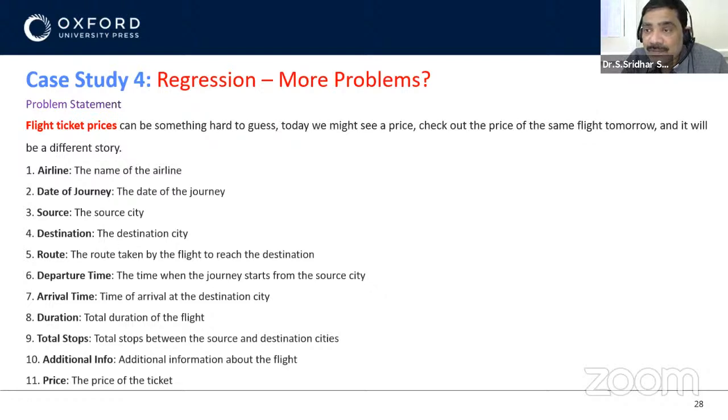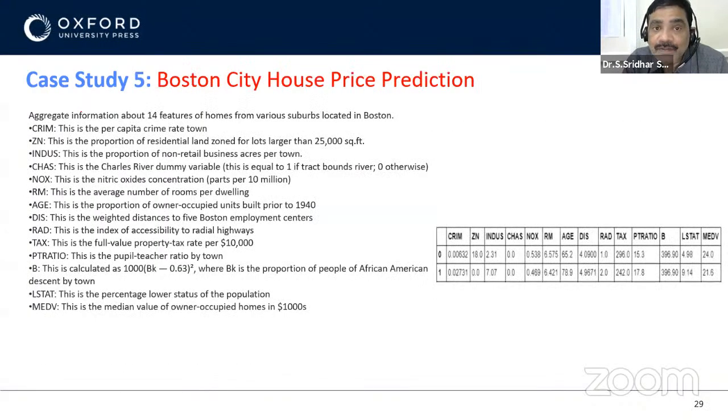You can collect all these details and put them into a table, and you can apply the regression algorithm for making the prediction of the ticket price. You know very well the price will vary on a day-to-day basis. So for these sorts of things, you can really use these algorithms. This is called the Boston City house price prediction algorithm, where these are some of the features that are available. And based on that, we try to find the price of the house.